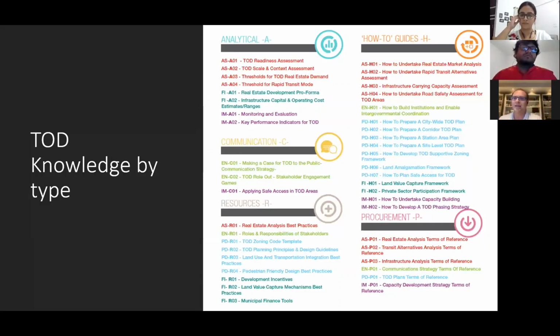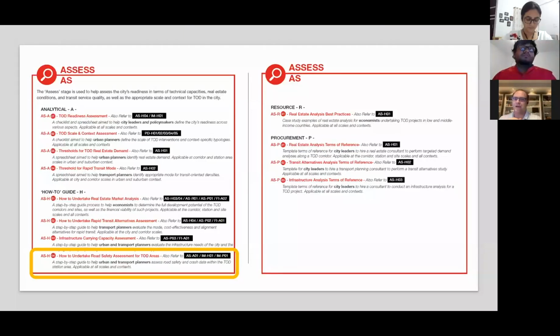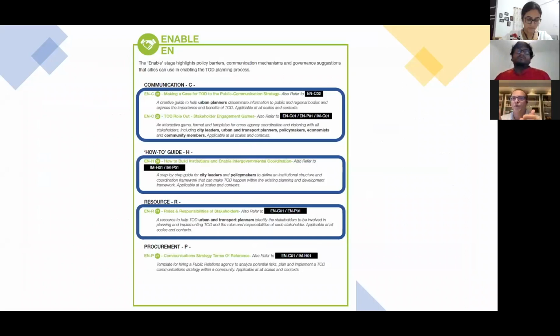We have supplemented the existing tools that are available in the toolkit with these new outputs. And next slide, please. And they permeate throughout the toolkit. So you have totally brand new output, like how to understand road safety or how to perform road safety assessment in a TOD area. Next slide, please. We also have supplemented the existing guidance note, so those items that are surrounded in blue, by really ensuring that elements of road safety are fully embedded in the current recommendation.